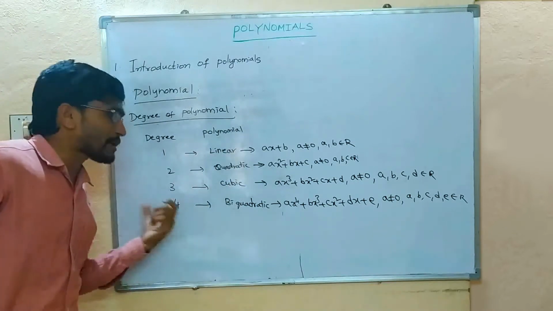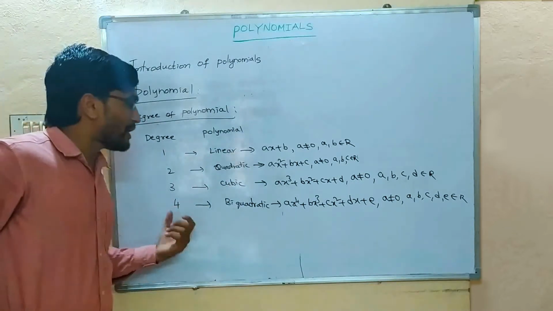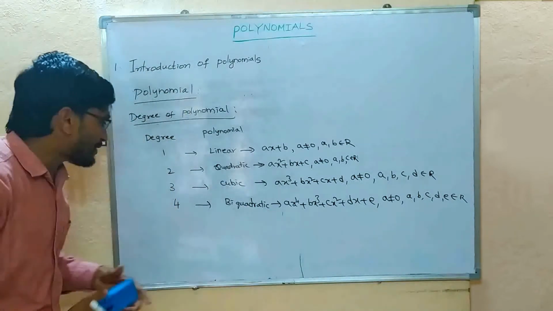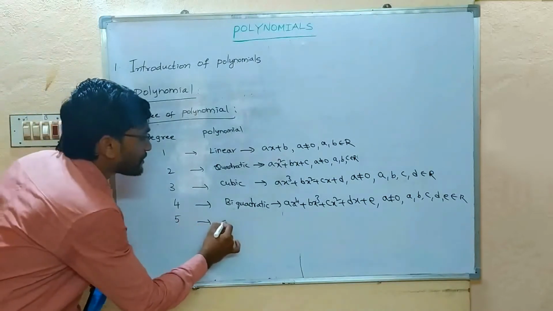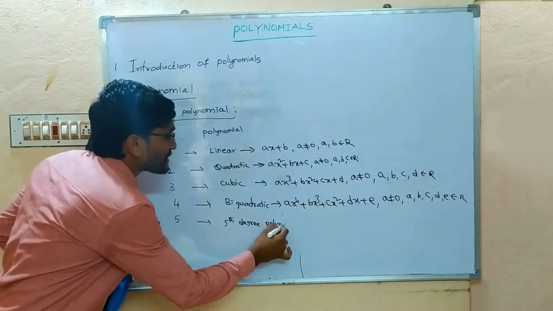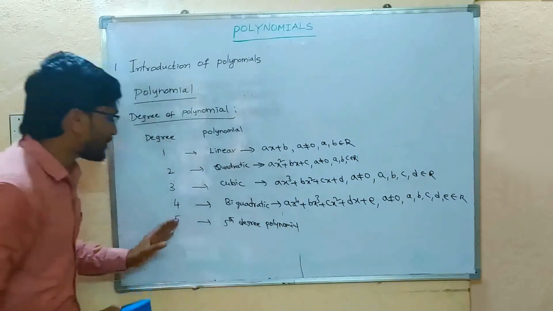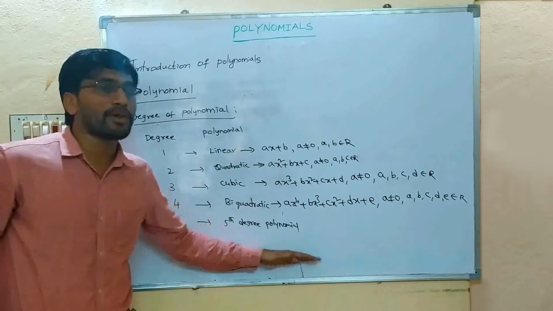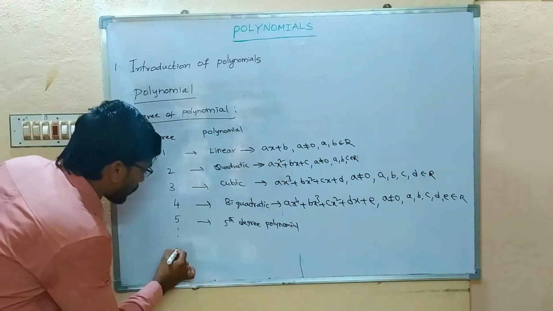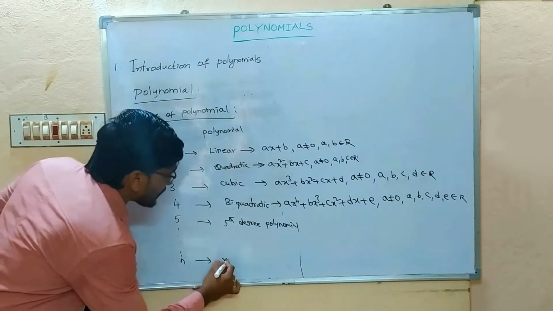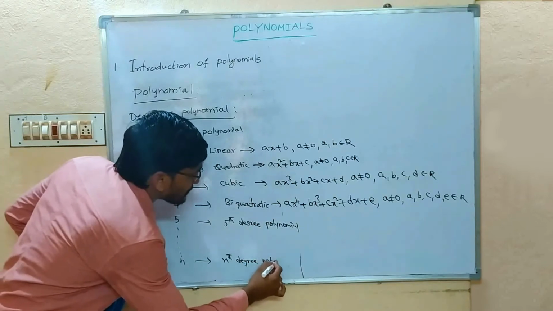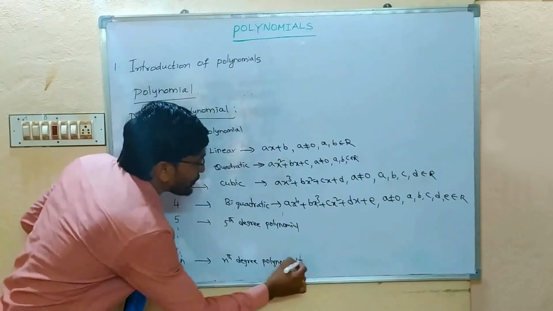If the degree of the polynomial is 5, then what is the name of that polynomial? That has no special name. If the degree is 5, it is called a 5th degree polynomial. If the degree is 6, it is called a 6th degree polynomial. Degree 7 is called a 7th degree polynomial. Like that, if the degree of the polynomial is n, then it is called an nth degree polynomial.